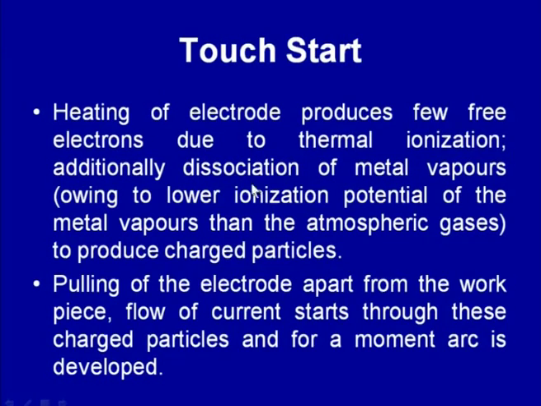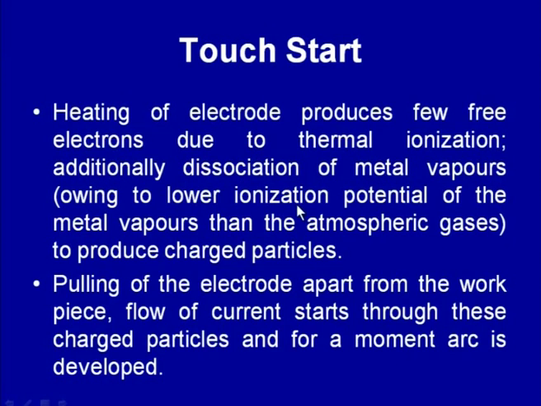This in turn results in short circuiting for a short while, which develops a lot of heat, and the development of heat causes thermal ionization as well as dissociation of the metal vapors to produce the charged particles. This ionization of the metal vapors becomes easier than that of the atmospheric gases because of the lower ionization potential of the metal vapors. So, the production of a small amount of metal vapors in the gap between the electrode tip and the workpiece also facilitates the easy release of the electrons in the touch start method.